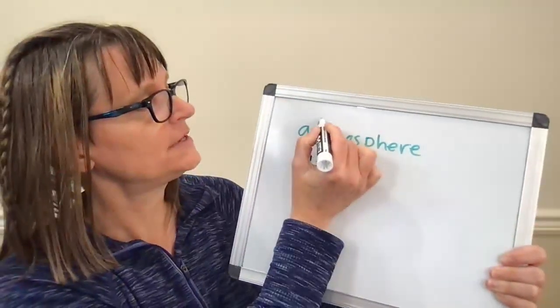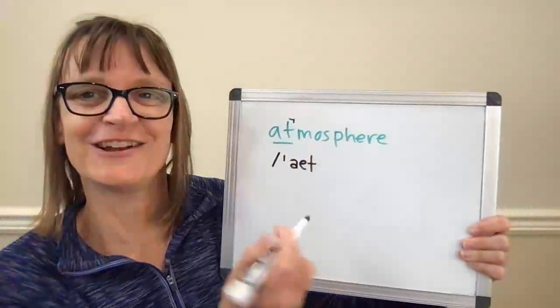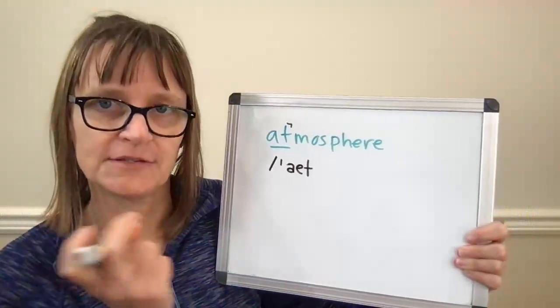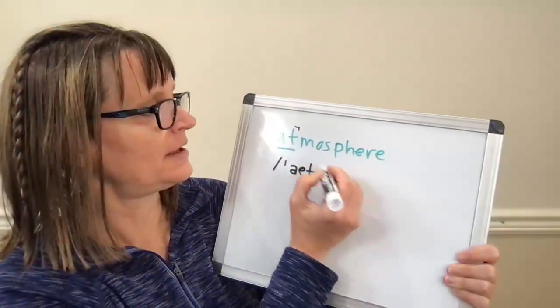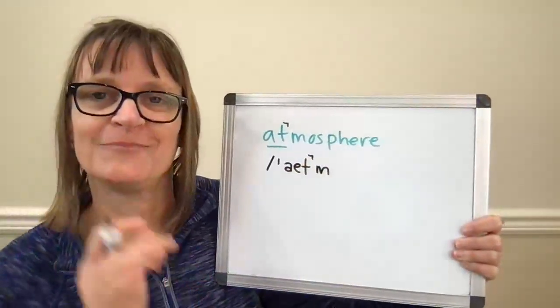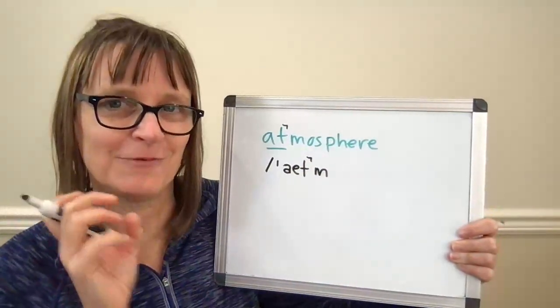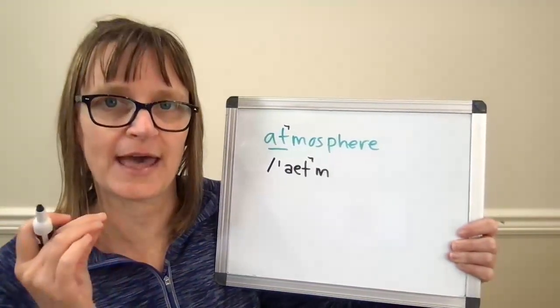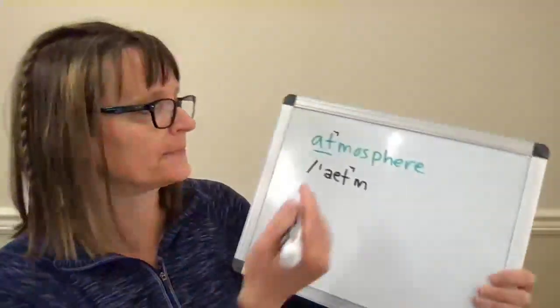Atmosphere. What we do here is there is a T there, but I don't say atmosphere with a released T. Because the next syllable starts with an M, I'm going to use what's called a stop T. I move up to make the T, but I release into the M. So rather than atmosphere, it sounds like atmosphere, atmosphere.